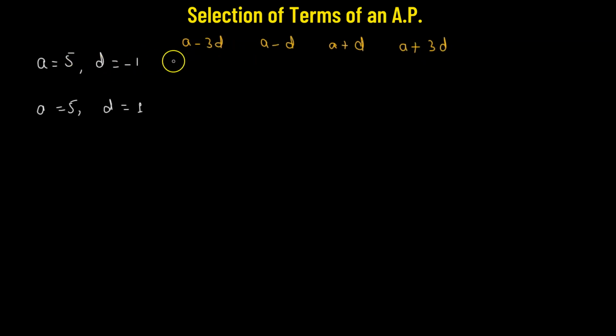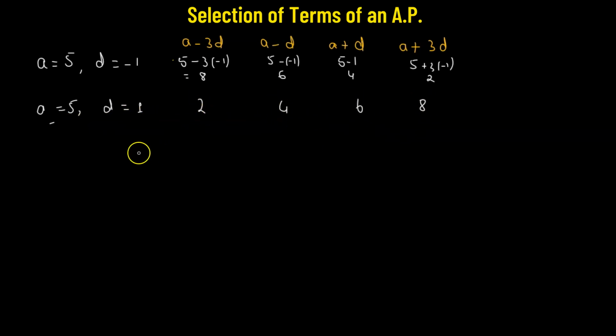So we have 5 minus 3 times negative 1. This is going to give us the value 8. Then we have 5 minus negative 1, so this is equal to 6. Then we have a plus d, that's simply 5 minus 1, which equals 4. And a plus 3d means 5 plus 3 times negative 1, so this will be 2. So 8, 6, 4 and 2 are the 4 numbers, and if we consider a equal to 5 and d equal to 1, then we get the values 2, 4, 6 and 8. So hence we have obtained the numbers 8, 6, 4, 2.